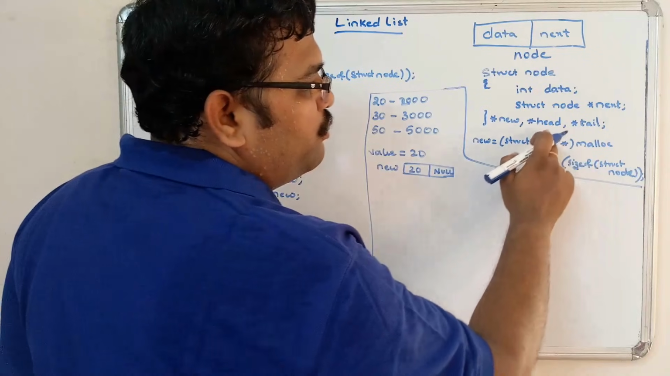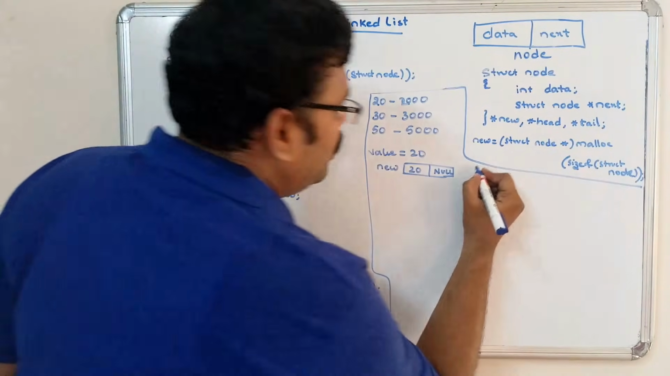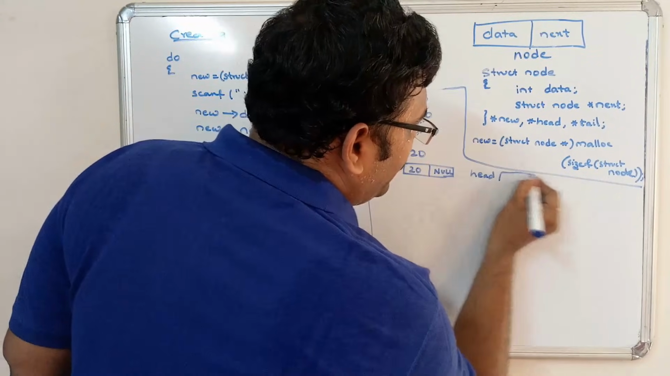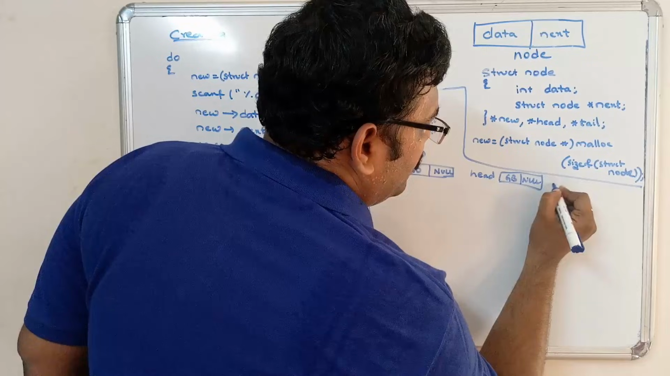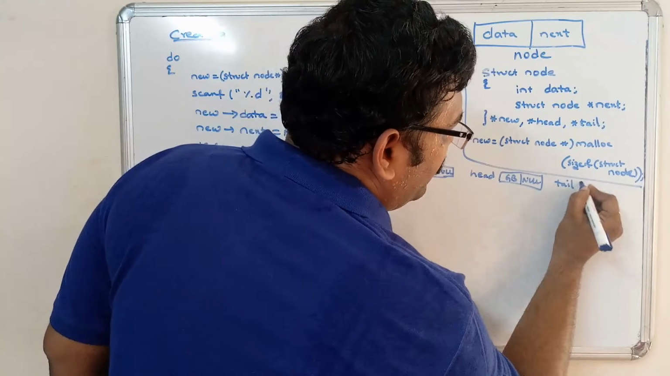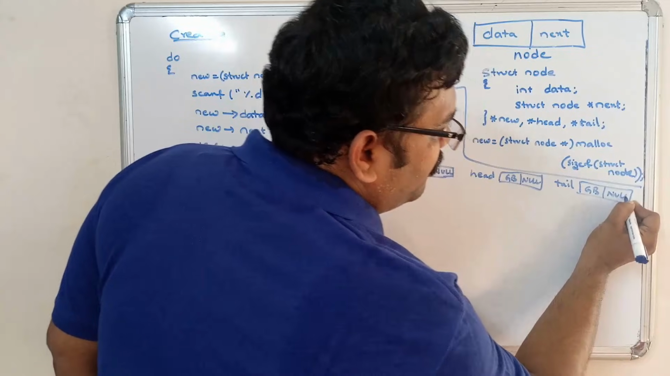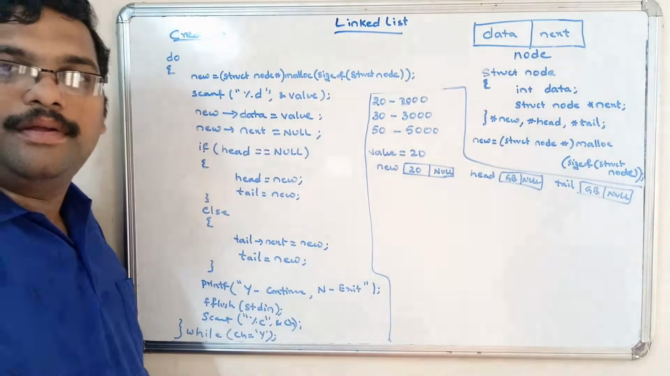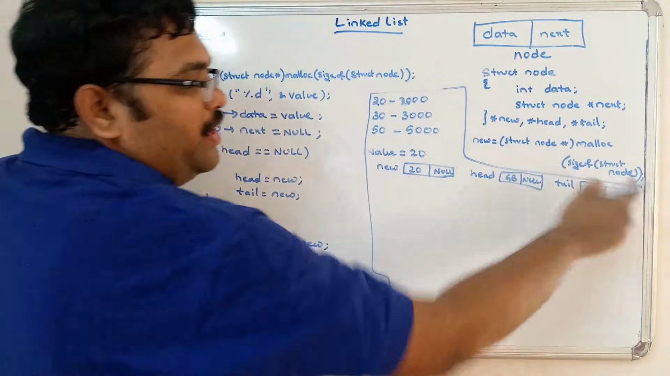So initially we have declared this head and tail, but we are not initializing. So automatically head will be consisting of some garbage and null. Similarly, tail will also have some garbage and null.